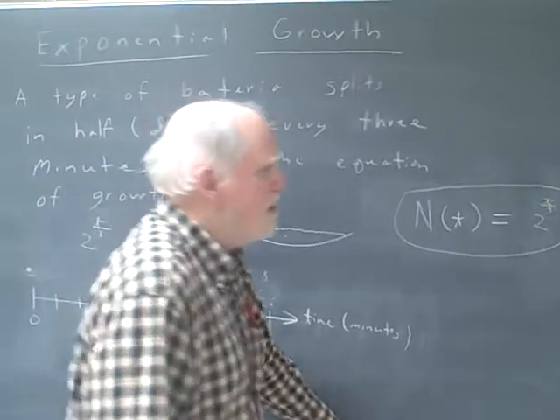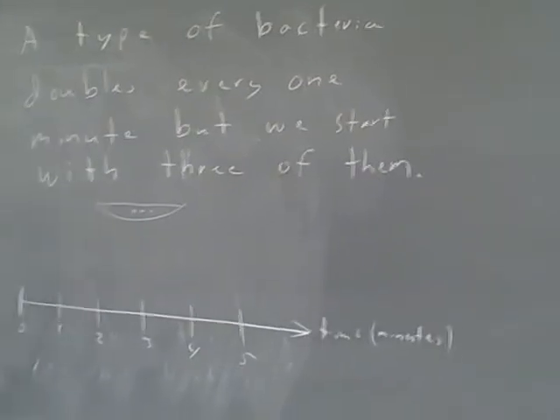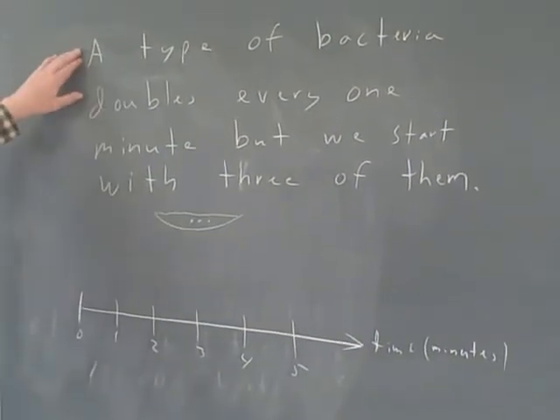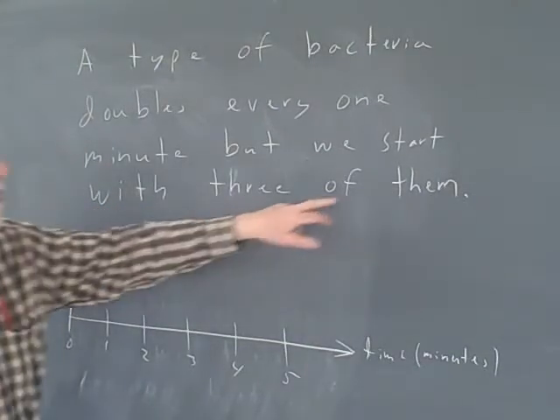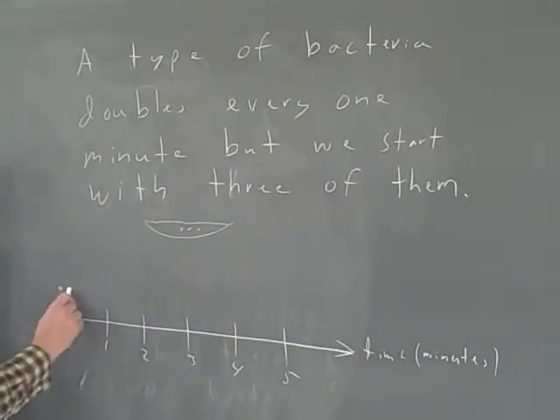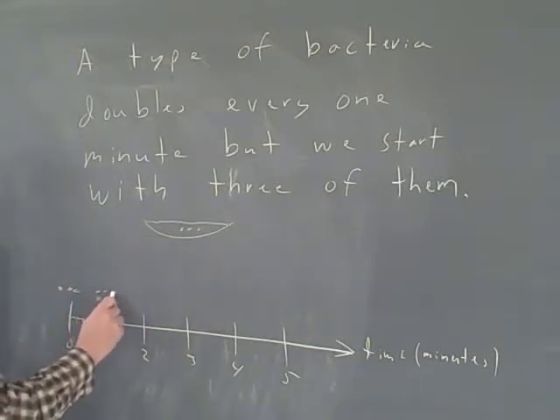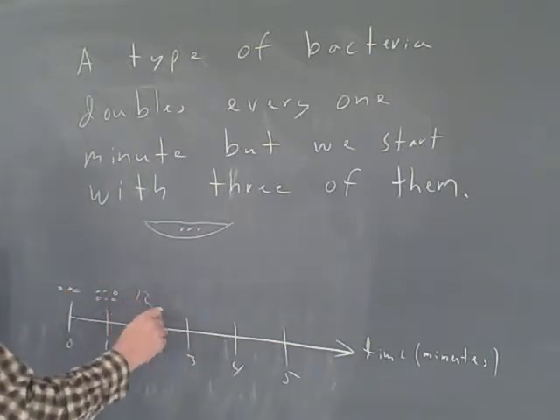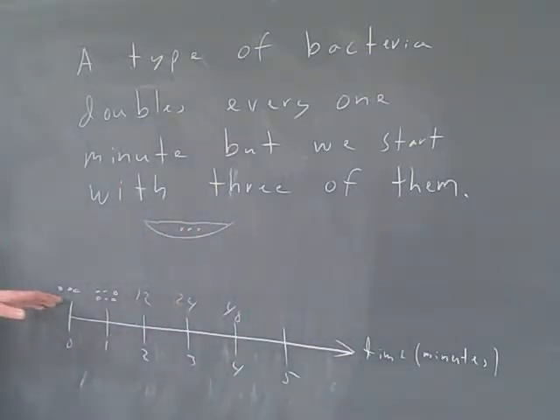Okay, if we go over here, we'll see the situation done again with a slight variation. Okay, so what we have here is a type of bacteria that doubles every 1 minute, but we start with 3 of them. We're not starting with 1, we got 3. Of course, we could start with 30,000, but I decided to start with 3 because then we can see what's going on. So at time 0, I've got 3 of these guys. And then they're going to double, so I'm going to have 6, aren't I? And then they're going to double again. I'm going to have 12, then I'm going to have 24, and then I'm going to have 48, etc., right? And they're going to go just like that.